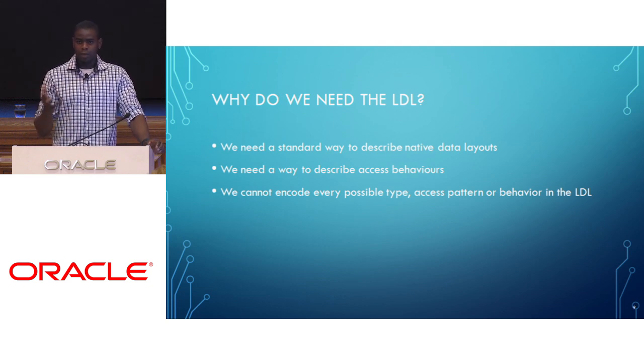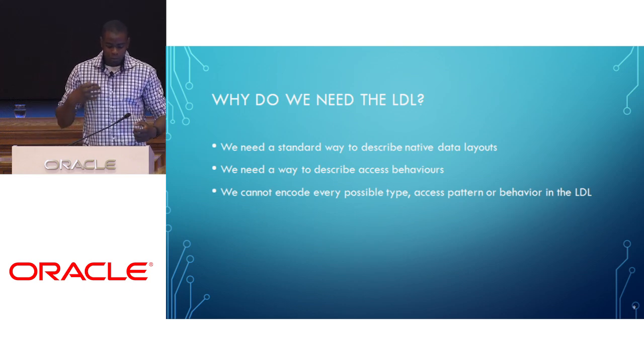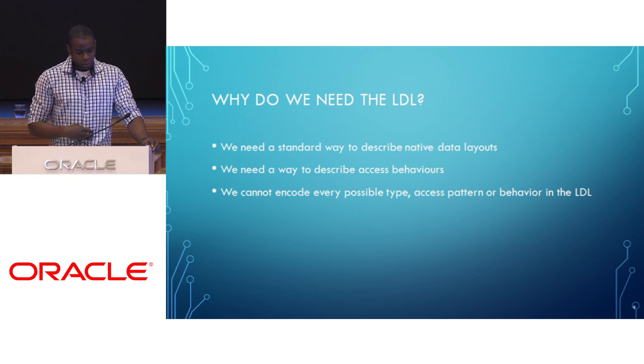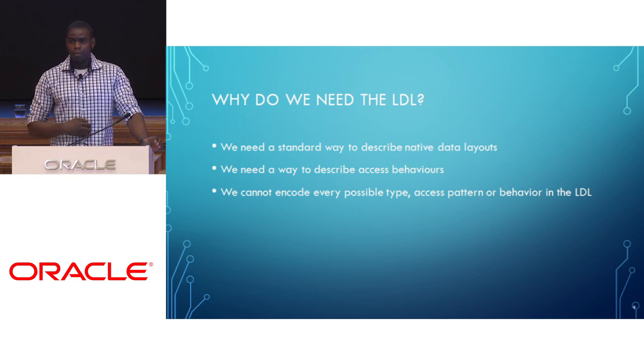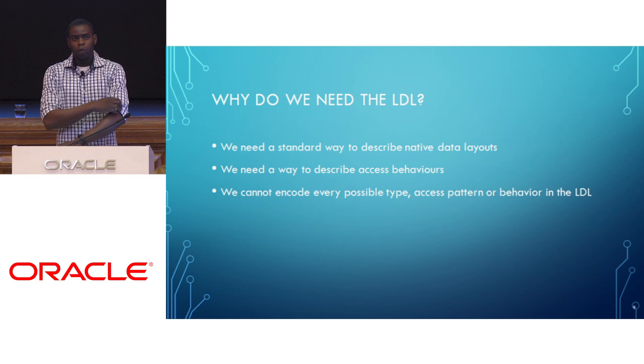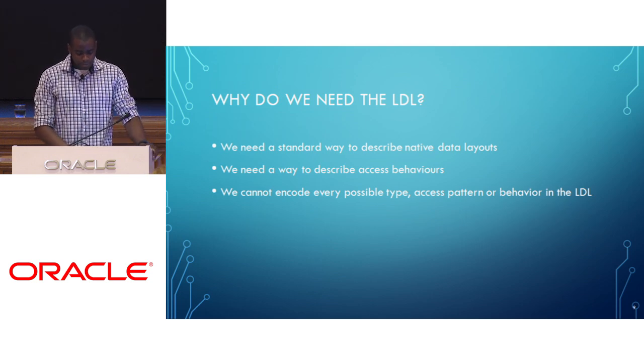Different compilers have different behaviors for volatile. There are different rules for atomicity. So we want a way to capture this information so we know how to interact with the data in a way that's predictable to users. But we can't encode every type, access pattern, or access behavior in the LDL. So the goal is to come up with a minimal set of constructs that describe the behaviors we're interested in, while letting users build on top of that to do more complex things.